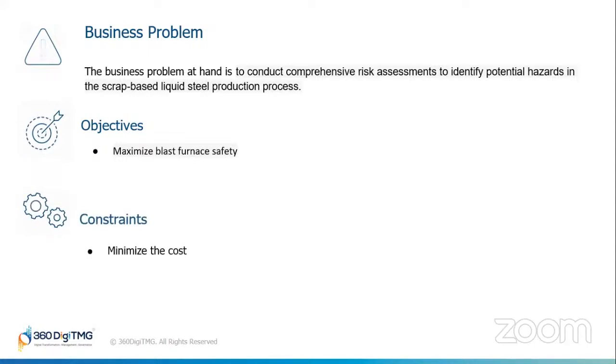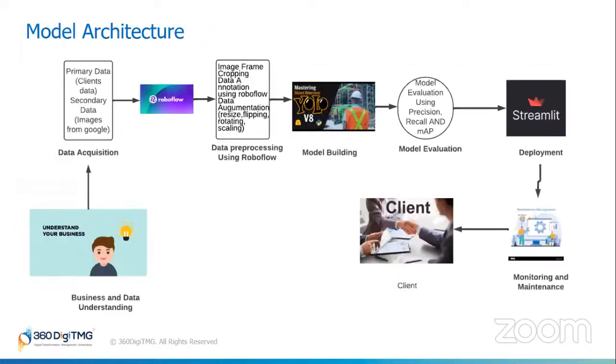But at every objective, there are constraints. And here the constraint is to minimize the cost. So this is the model architecture that we have gone with.